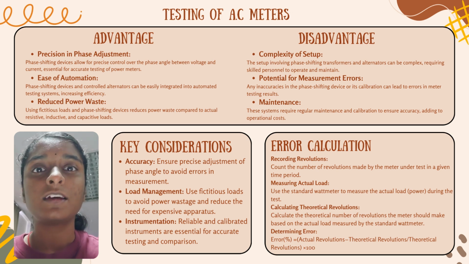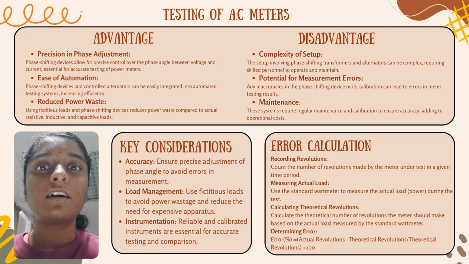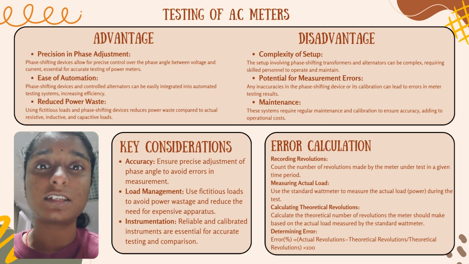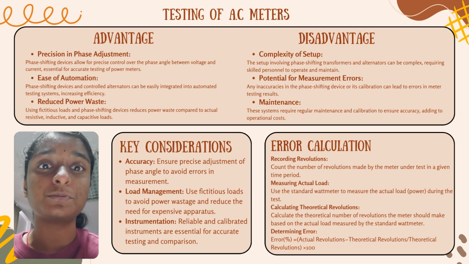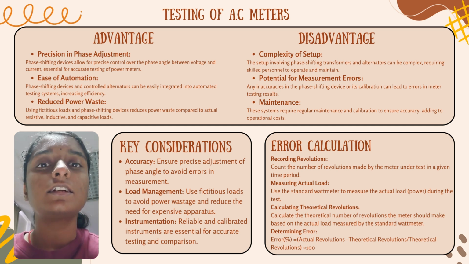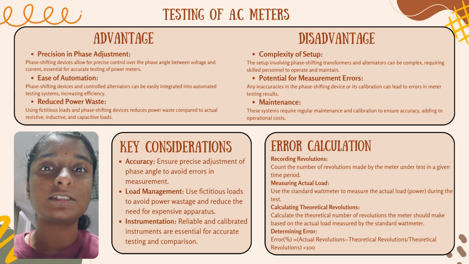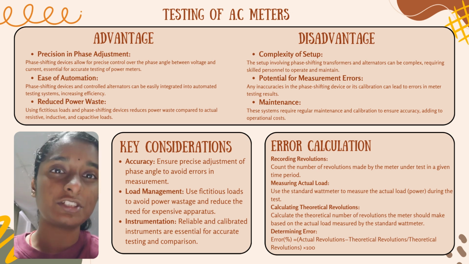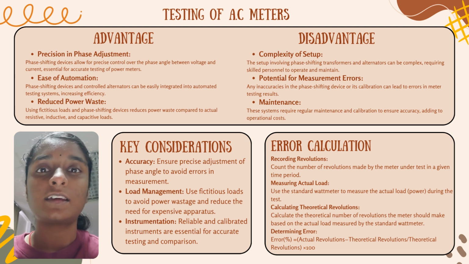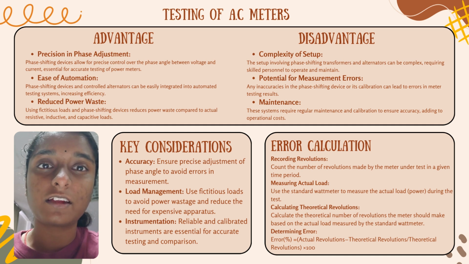As for the error calculation, the number of revolutions made by the meter under test is recorded, and for the actual load, the standard wattmeter is used to measure the actual load during the test. The theoretical number of revolutions the meter should make is calculated based on the actual load measured by the standard wattmeter. There are several formulas to calculate the error, but this is the formula to calculate error for the AC meter testing.